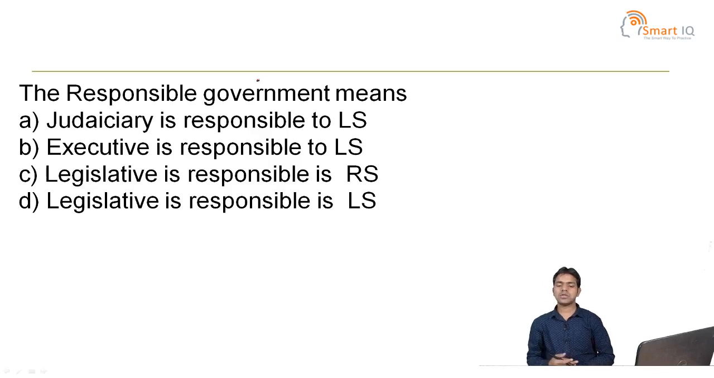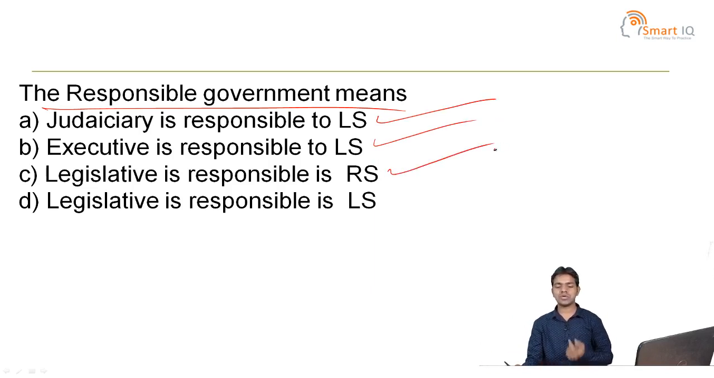So next is, the responsible government means. Option A, judiciary is responsible to Lok Sabha. Option B, executive is responsible to Lok Sabha. Option C, legislative is responsible to Rajya Sabha. Option D, legislative is responsible to Lok Sabha. Here option B is the correct answer.